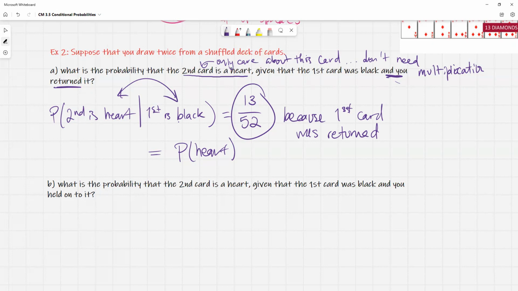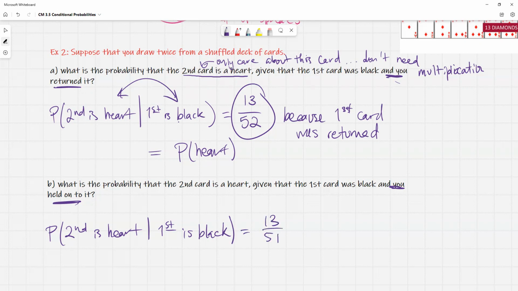Now let's look at the next one. What is the probability that the second card is a heart, given that the first card was black and you held on to it? Now that I'm holding on to it, this becomes different. What are the chances that my second card is a heart, given that the first one is black? And we held on to it. So now this becomes 13 out of 51.